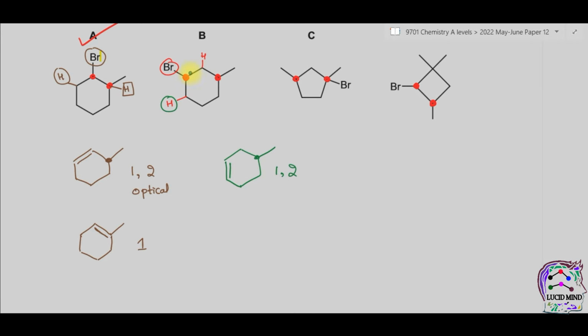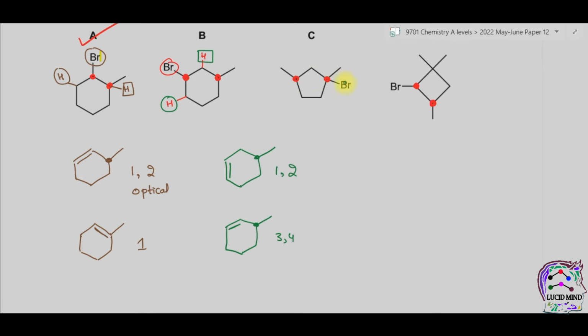Then if I shift to remove this hydrogen with this bromine, then the product formed could be like this. We still have a chiral carbon. So two optical isomers will be formed. In total we now have 4 optical isomers. So B is incorrect as we need just 3. Now let's move towards C.